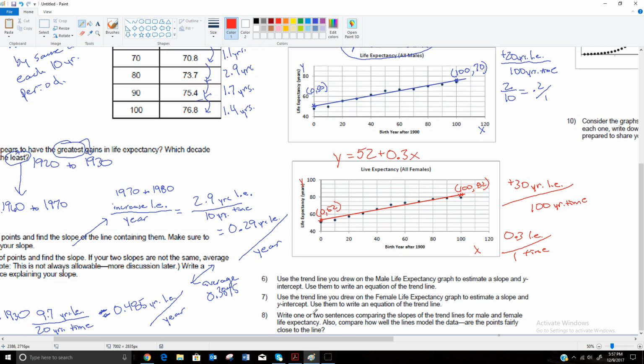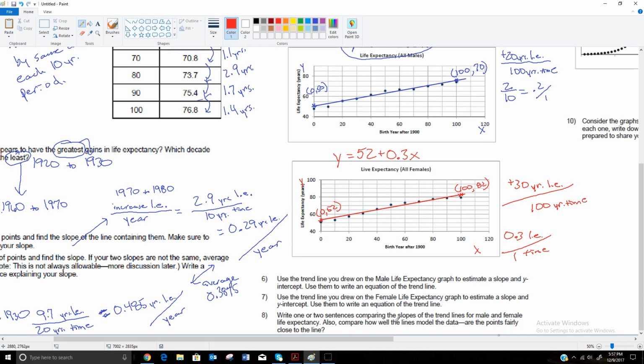So it says, write 1 or 2 sentences comparing the slopes of the trend lines for male and female. Also compare how well the lines model the data. Are they fairly close to the line? So I would say these lines model fairly closely. There's no points that are way off the line in either of these graphs. So I'd say they're pretty good trend lines as far as how they fit the data.